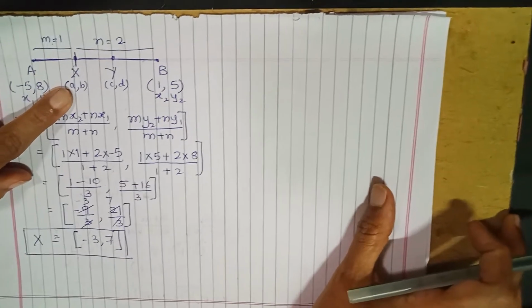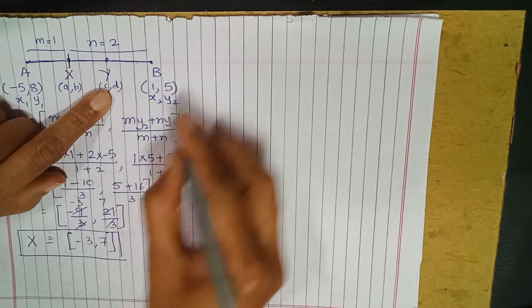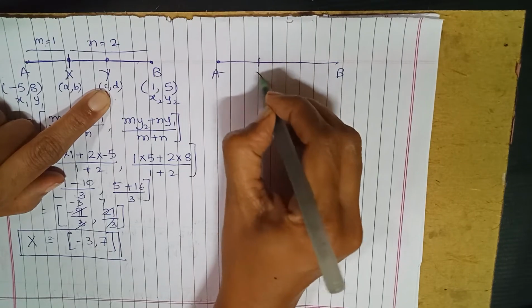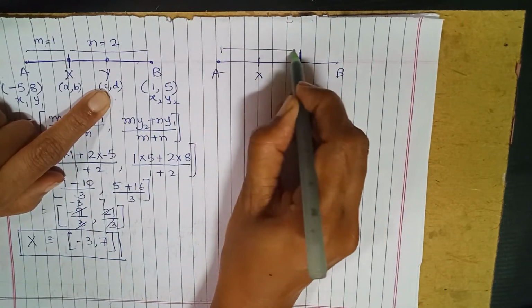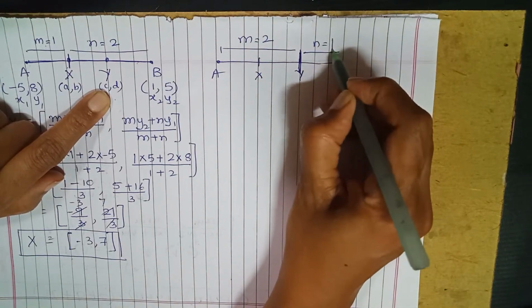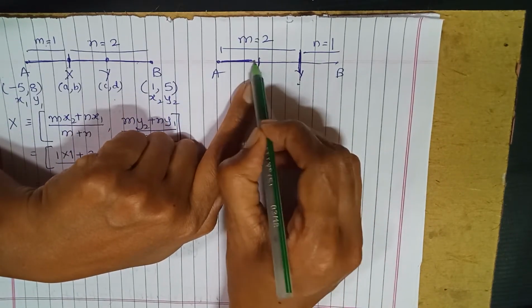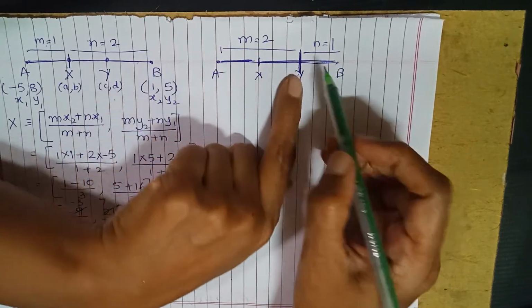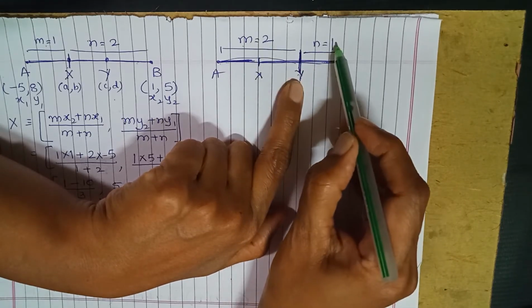Now let us look at the second point, which is Y. Now to find out Y, there are 2 different methods. I'll just explain both the methods. Now let us say this is AB and this was point X and point Y. Now for point Y, you can see there are 2 parts on the left hand side. So M is equal to 2 and N is equal to 1. So the ratio has changed. For X point, there was only 1 part on the left, so M was 1 and there were 2 parts on the right, so N was 2. But for point Y, there are 2 parts on the left, so M has become 2 and N has become 1.